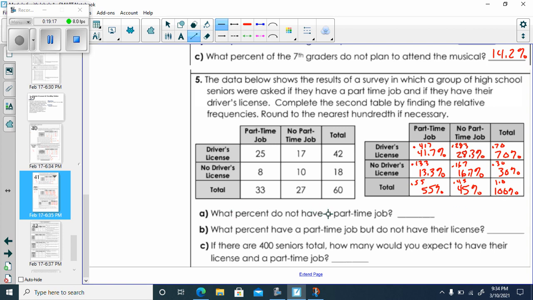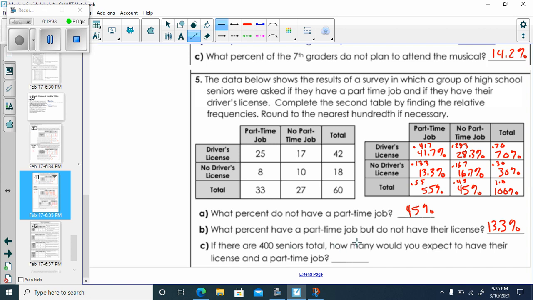What percent do not have a part-time job? Let's see. No part-time job, 45%, right? What percent have a part-time job but do not have their license? Have a part-time job, no driver's license, 13.3%, right?